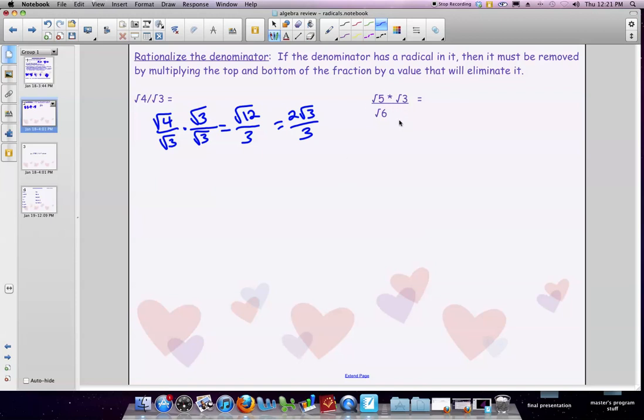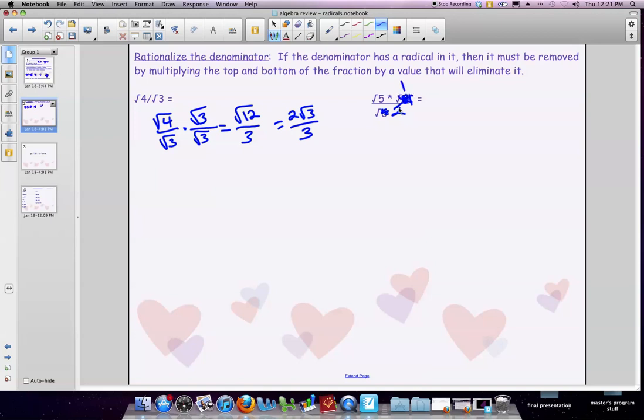This is the same type of problem here. I have the square root of 5 times the square root of 3, and I'm dividing by the square root of 6. Now, I'm dividing, so if I can simplify these, I might as well do that. I can simplify 3 over 6 as 1 over 2. So this would be the square root of 1 over the square root of 2. I'll rewrite that. The square root of 1 is just 1. The square root of 2 is nothing nice. So the square root of 2 is stuck in the denominator.